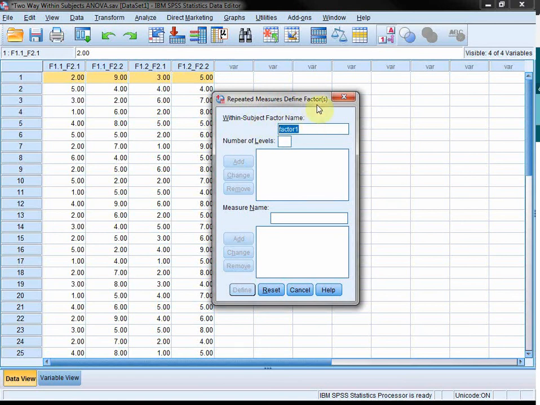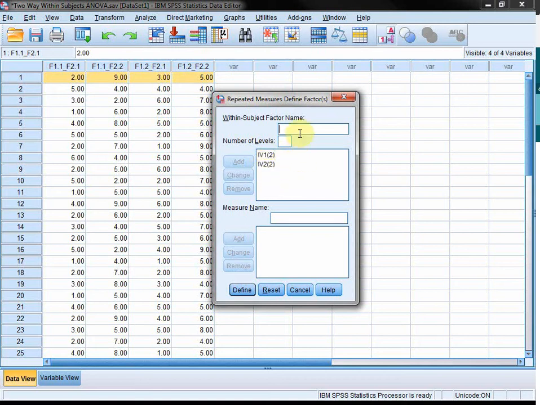In this case I'm just going to call my first factor IV1, so that could be the independent variable, could be noise versus no noise, and that has two levels. Because I have a second independent variable or factor, I'm going to call this IV2, that also happens to have two levels. They don't have to have the same number of levels. You could have a 2 by 3 or a 3 by 2 or a 4 by 2, etc.